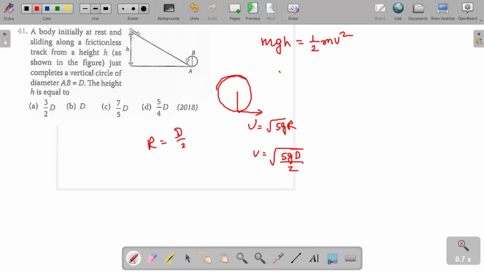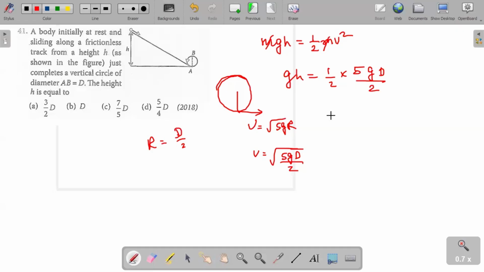Now substitute. mg, the m will cancel. m cancels. What is the balance? gh. gh is equal to half into v squared, that is, 5 into g into d by 2.